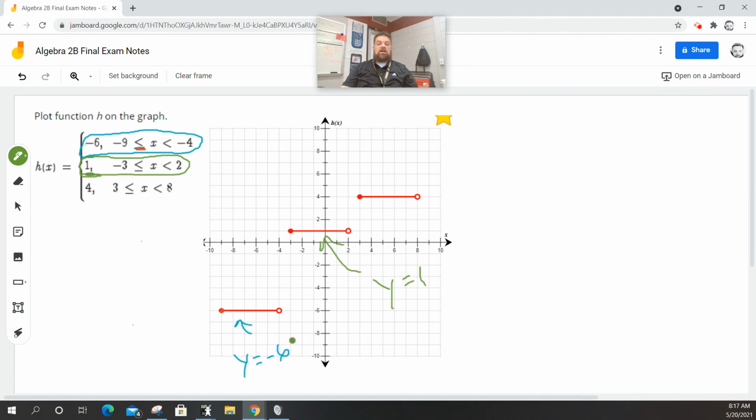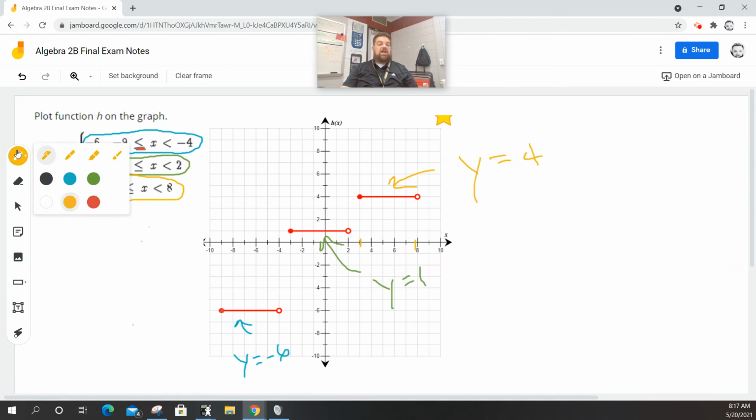Okay. Now for the next one, we're going to focus on where x is from 3 to 8. So that's from here to here. And that function is y equals 4. So we have a horizontal line at 4.